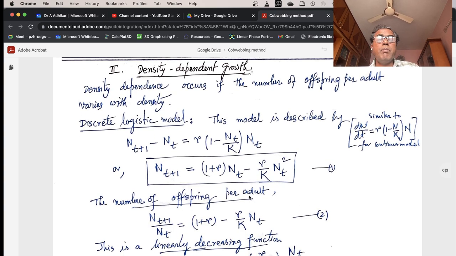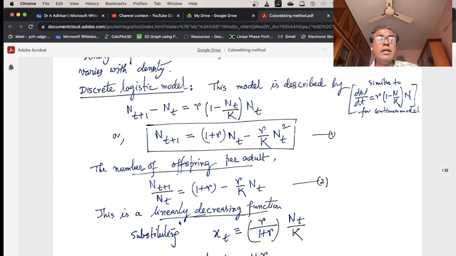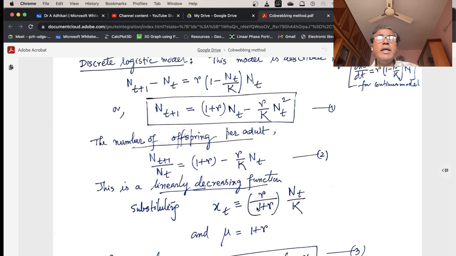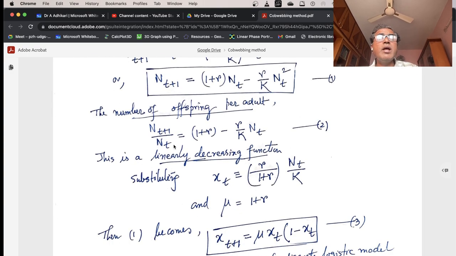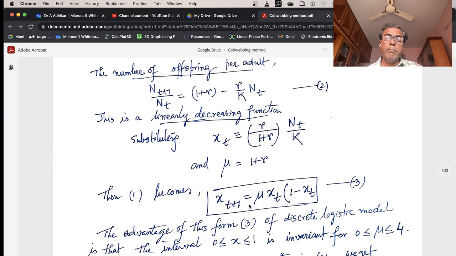The number of offspring per adult, that means N_{t+1}/N_t, is equal to 1 plus r minus r/K times N_t. This is a linearly decreasing function. Substituting x_t equal to r/(1+r) times N_t/K, and mu equal to 1 plus r, we put N_t equal to x_t times K(1+r)/r. After simplification, you get the result x_{t+1} equal to mu x_t (1 minus x_t).